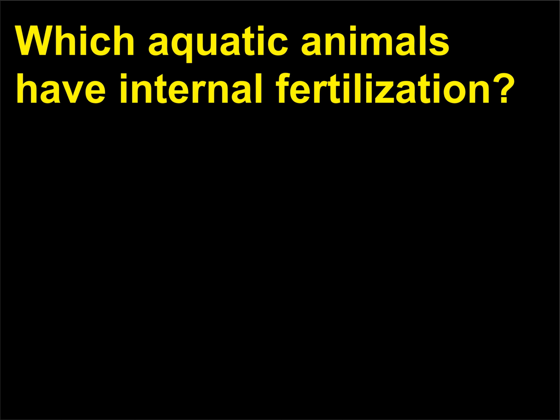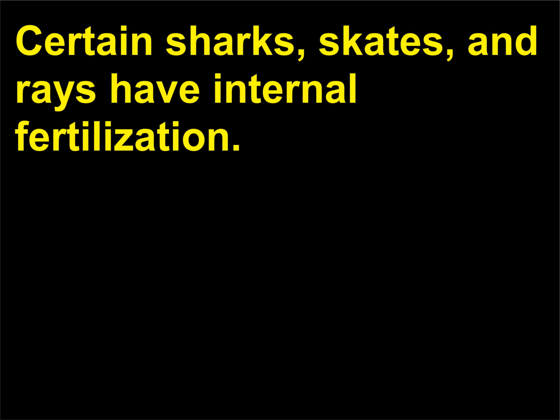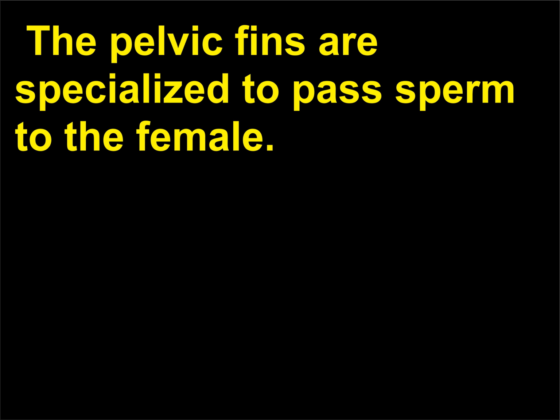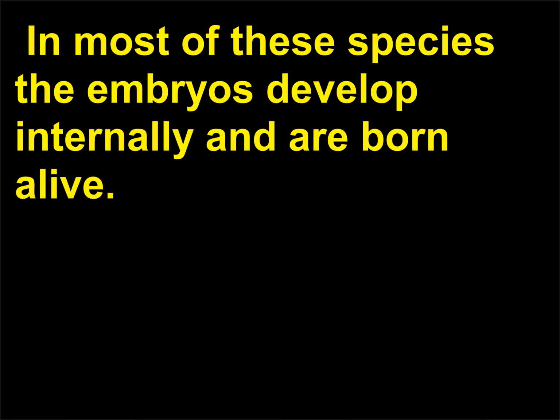Which aquatic animals have internal fertilization? Certain sharks, skates, and rays have internal fertilization. The pelvic fins are specialized to pass sperm to the female. In most of these species the embryos develop internally and are born alive.